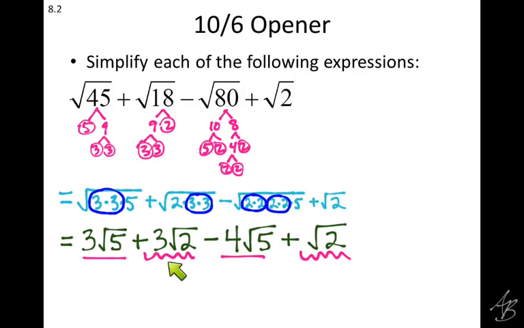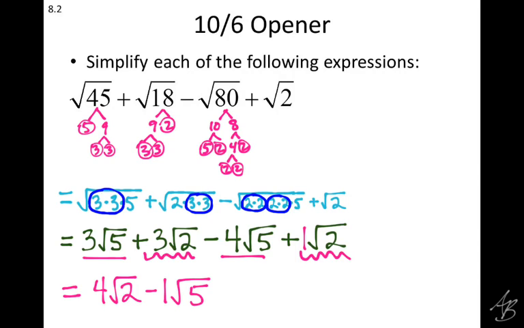The square root of 2's, we have 3 square root of 2 plus square root of 2. If there's no coefficient, what can I put in front of this? 1, right? So it's 3 square root of 2 plus 1 square root of 2 gives us, what's 3 plus 1? 4 square root of 2, okay? And then for the square root of 5's, we have 3 square root of 5 minus 4 square root of 5. So forget about the square root of 5's. What's 3 minus 4? Negative 1. So we have minus 1 square root of 5.